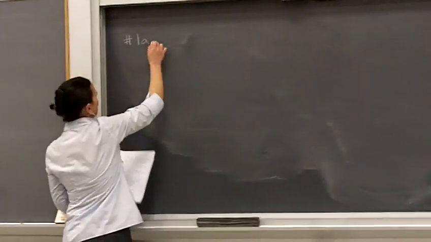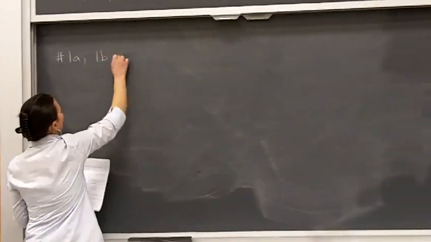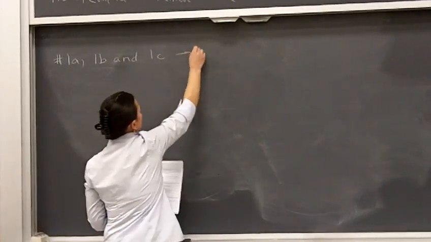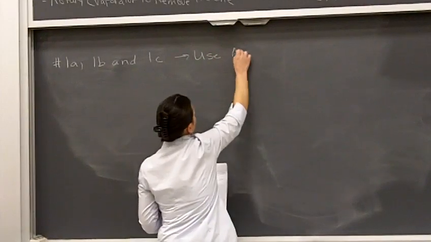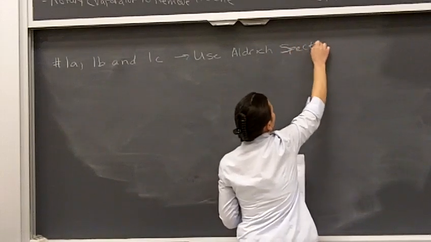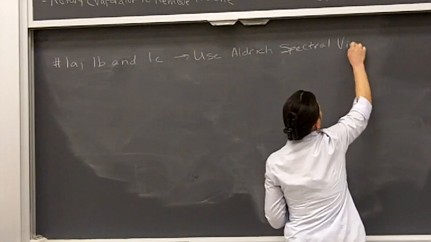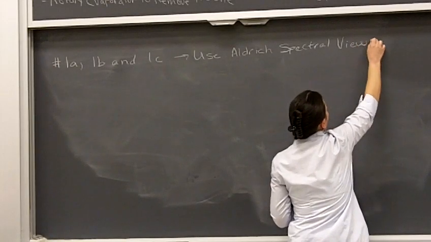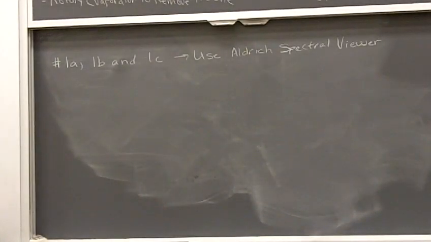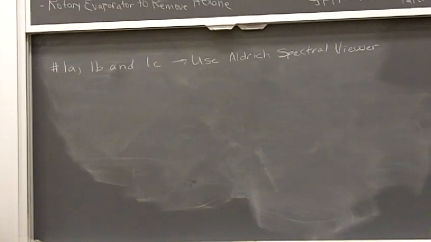Number 1A, 1B, and 1C on experiment 16, okay? You need to use the Advanced Spectral viewer, and that is available in the campus computer labs. So even the computer labs we're using this week, 3101 and 3302, the spectral viewer is available in those computer labs. So to do 1A, 1B, and 1C, make sure you use that for experiment 16. And it tells you that at the top of experiment 16 as well, okay?